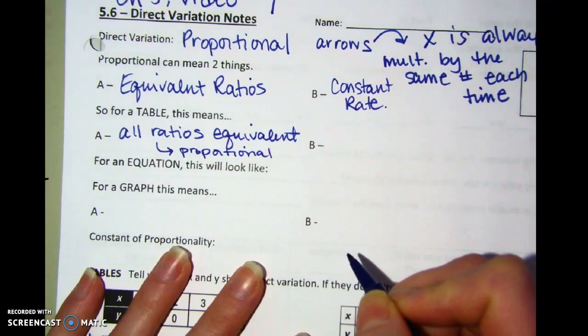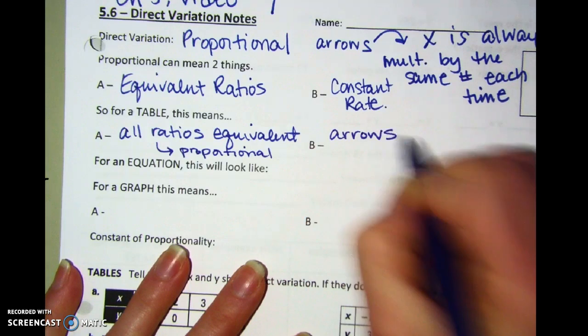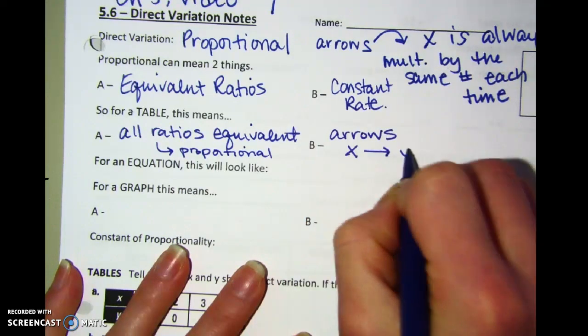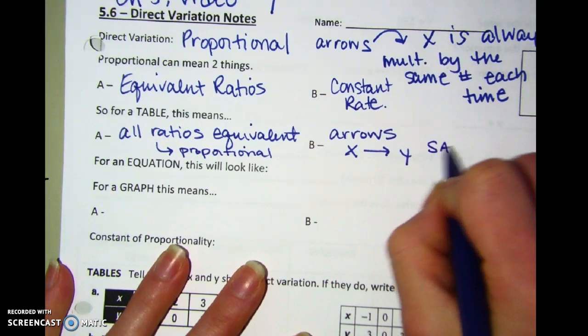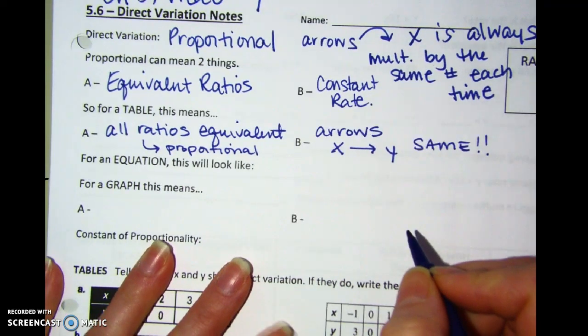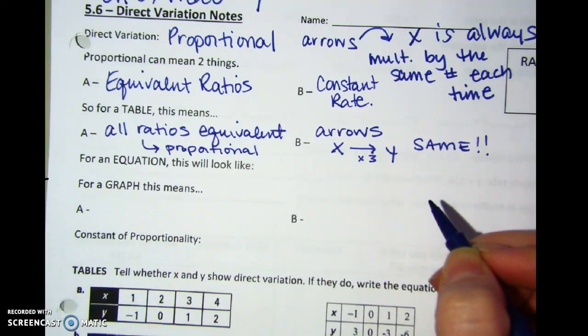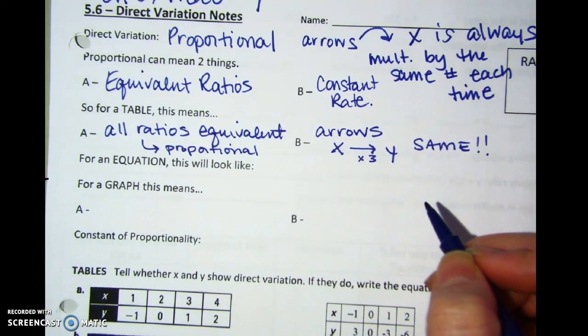And the other thing, like we talked about, is that I'll have those arrows that work, right? All my arrows going from x to y all have to be the same. They all have to match. So maybe x is always being multiplied by 3, or x is always being multiplied by 4, or divided by 6, but they're all going to have to match.